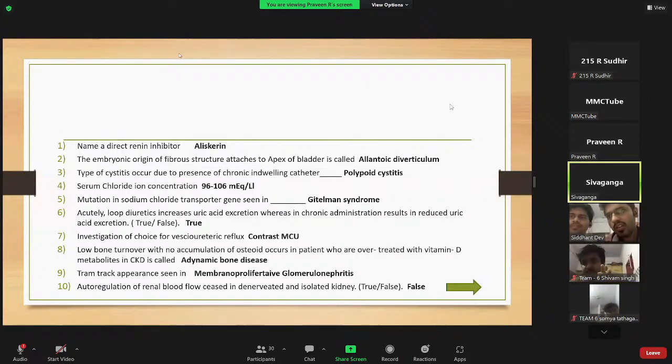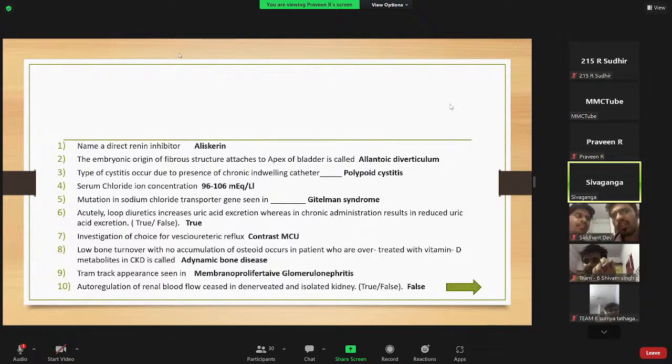Okay. First one, direct renin inhibitor aliskiren is right. Second one is allantoic diverticulum. Third one is polypoid cystitis. Fourth one you said right, 96 to 106 milliequivalents per liter. Fifth one is Gitelman syndrome.